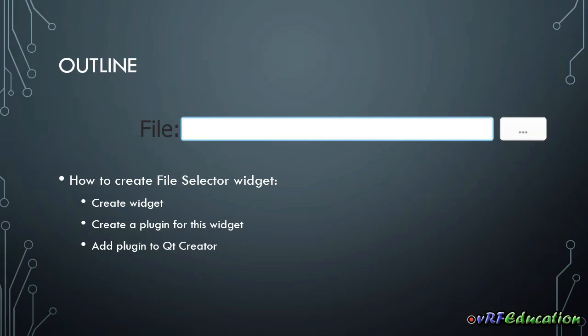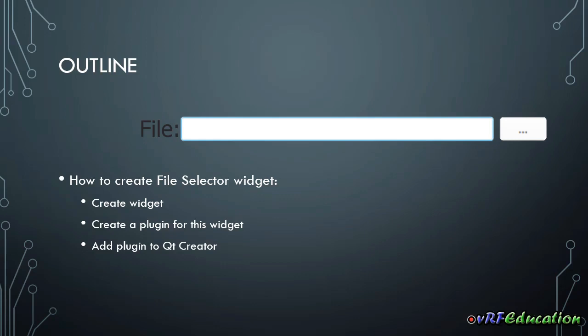In the previous session, we talked about the basic concepts and principles of creating custom widgets and plugins for Qt Creator, and we used a simple sample. But today we are going to create a useful widget, a file selector widget for our application, and I'm going to push it to my GitHub repository so you can use it in your applications also.